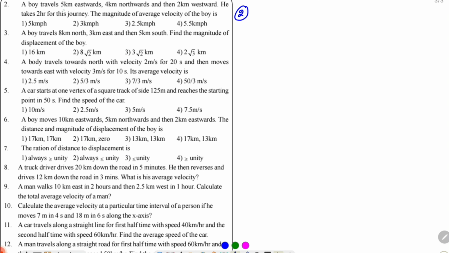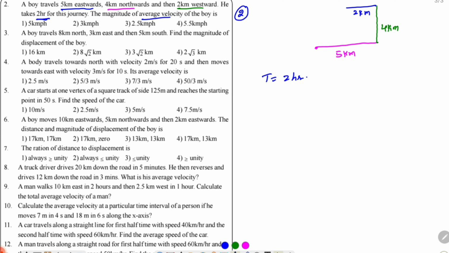A boy travels 5 kilometers eastwards. First let me draw east. So he starts here. He is moving 5 kilometer eastward, then 4 kilometer northwards. So from here he is moving 4 kilometer north. North is this. This is 4 kilometer. And then 2 kilometer west. So finally he is moving 2 kilometer west. Right? So he takes 2 hours for this journey. So here total time is 2 hours.